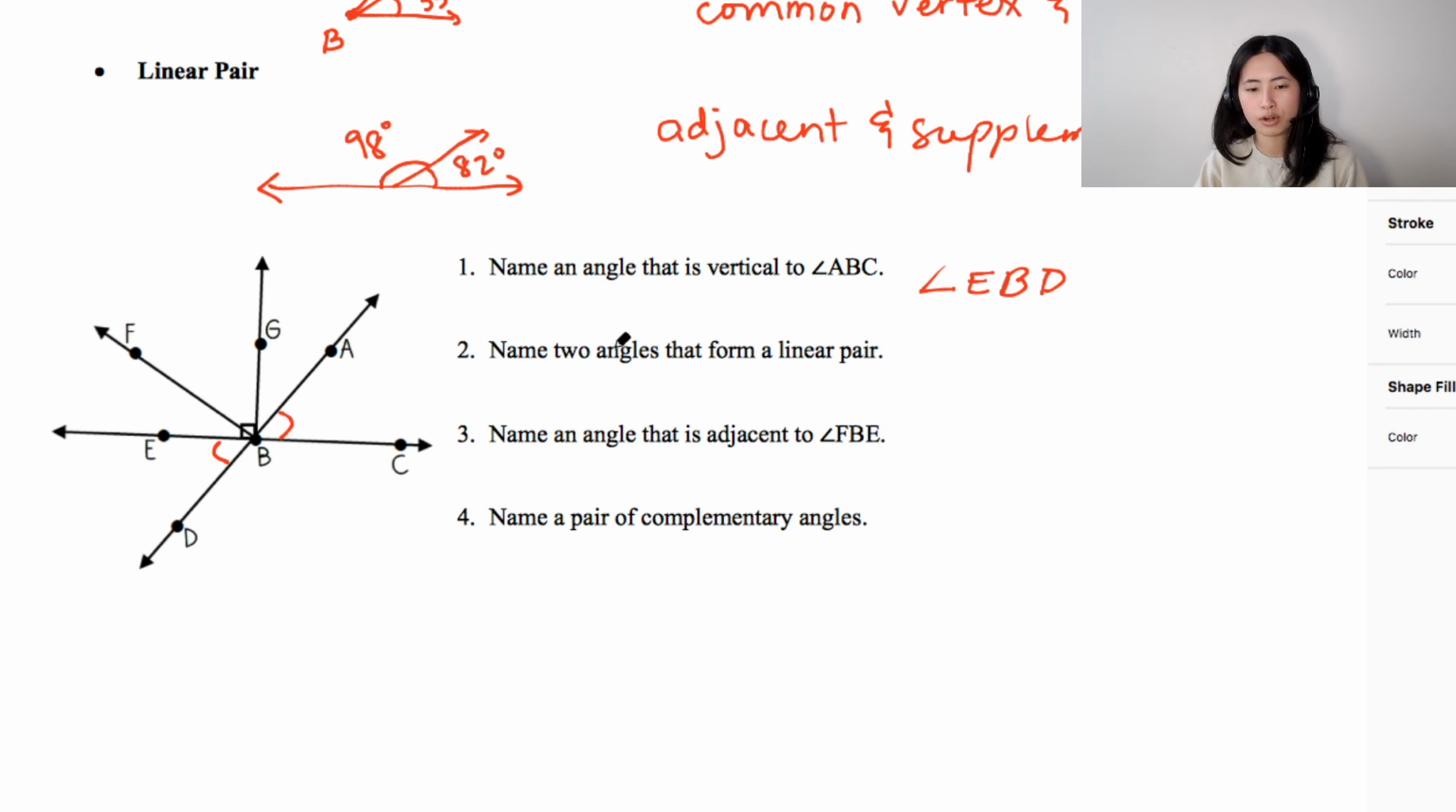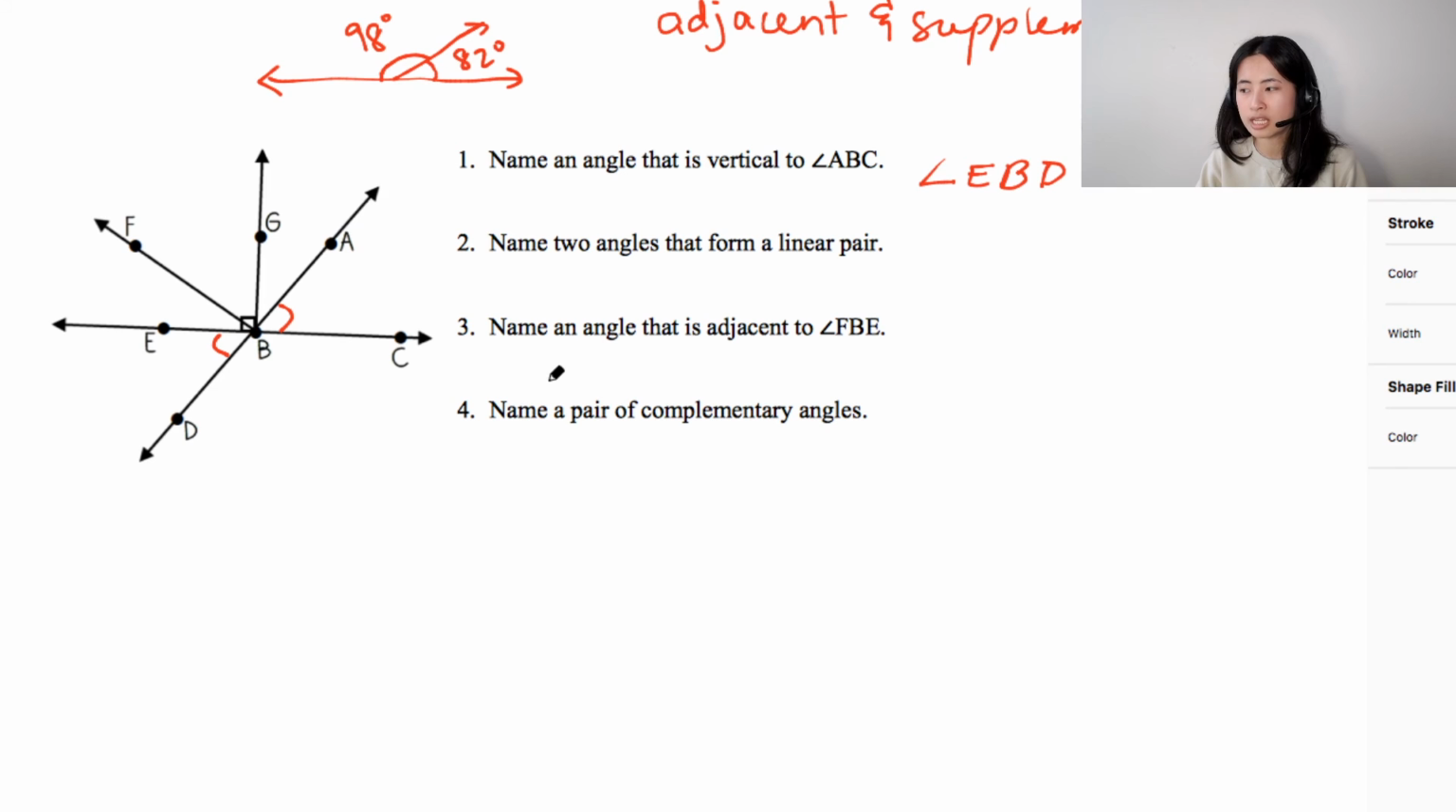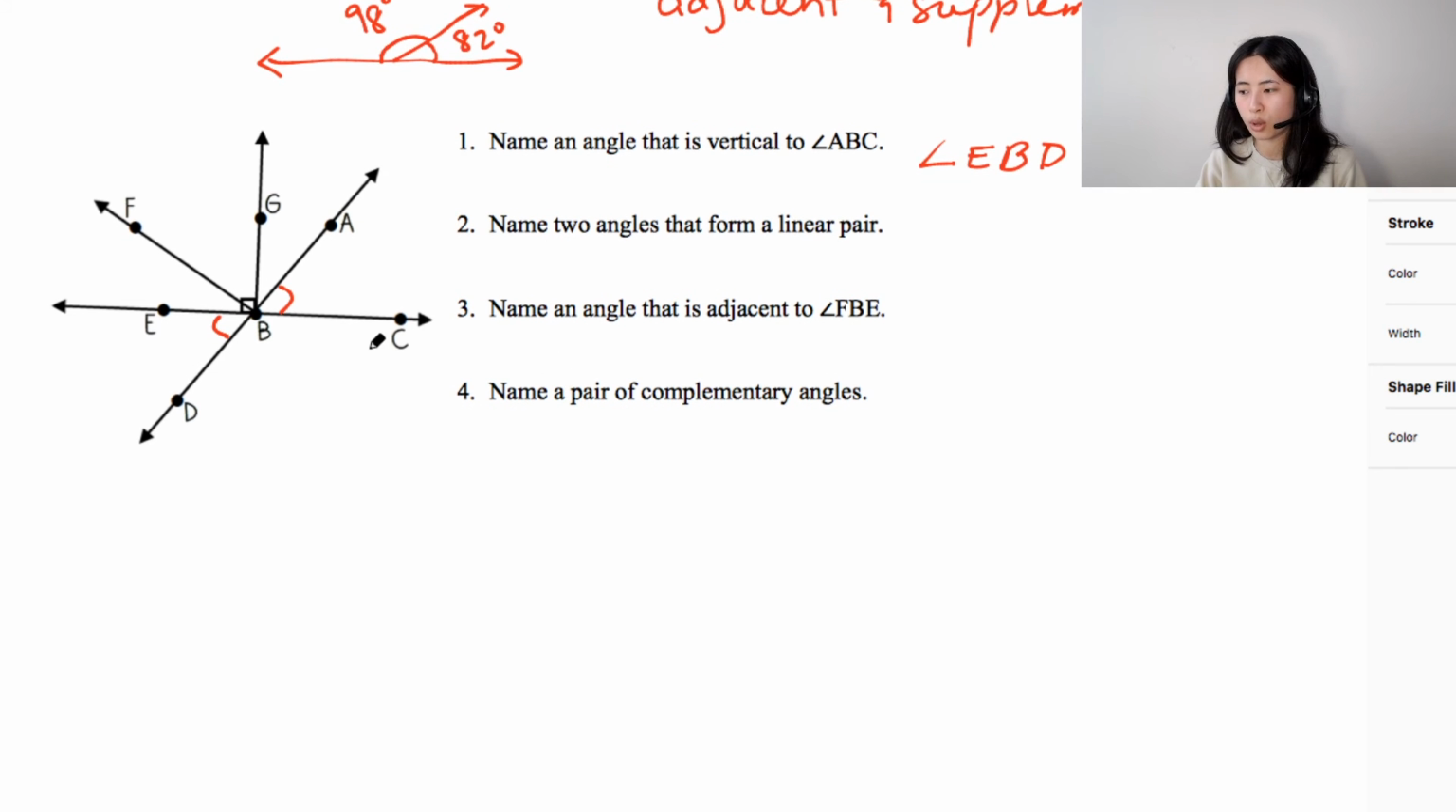Okay, great. So for number two, it says name two angles that form a linear pair. A linear pair, if you remember, needs to be adjacent and supplementary. So you're going to look for a straight angle. So that's EBC. And there's going to be multiple answers here, so don't restrict yourself to one answer, because whatever I'm showing you is only just one. There are a couple of angles here. So just make sure that it corresponds to the one that they're asking for.